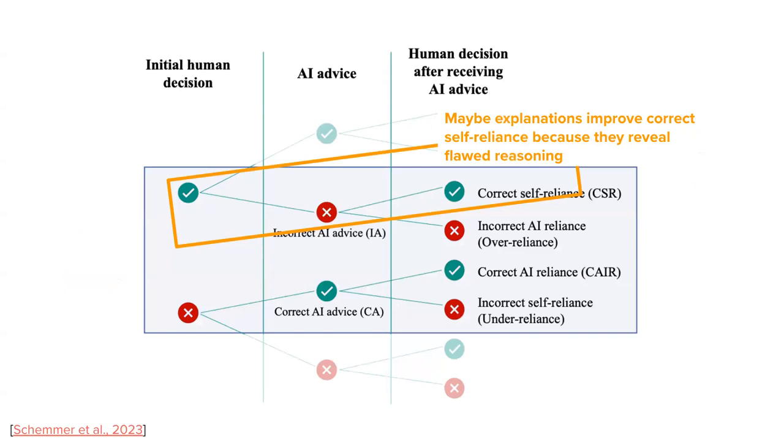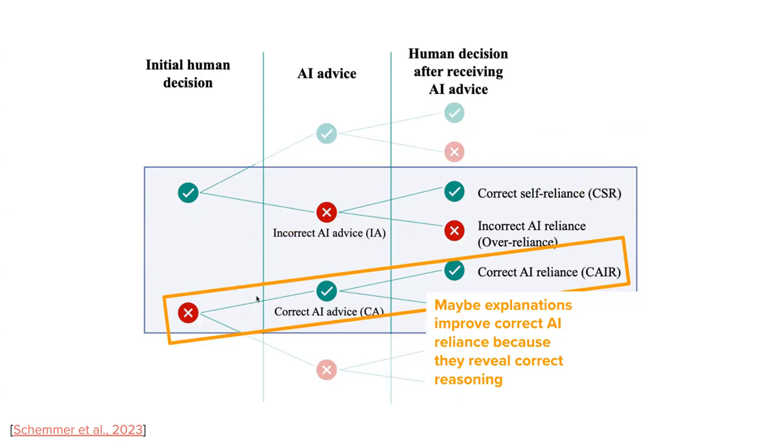Anyway, imagine that we have this situation. Initially, the person is correct. Then they see the model's incorrect advice, and then they see an explanation. The explanation shows some kind of flawed reasoning. And then the person is like, this is flawed, I'm going to stick with my own, and then they are correct. So explanations can be helpful in this way. Or maybe the person was incorrect. They see the AI's correct advice. The explanation shows that this model is actually reasoning in a solid way, and the person switches their prediction to the AI's prediction, which was correct. So these are the ways that explanations could help improve appropriate reliance.